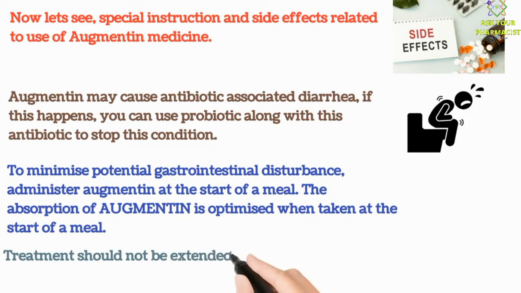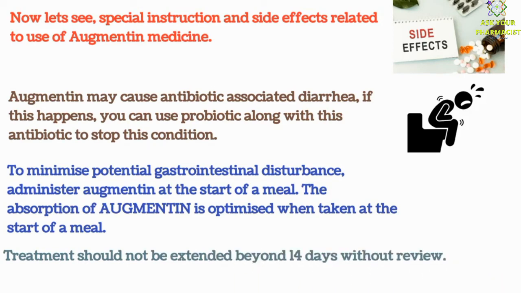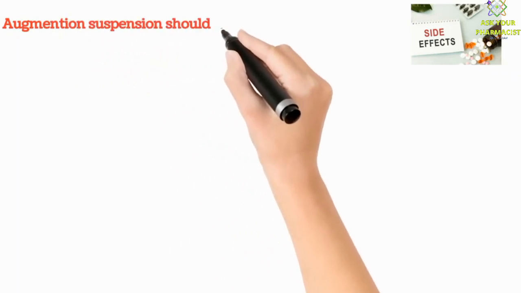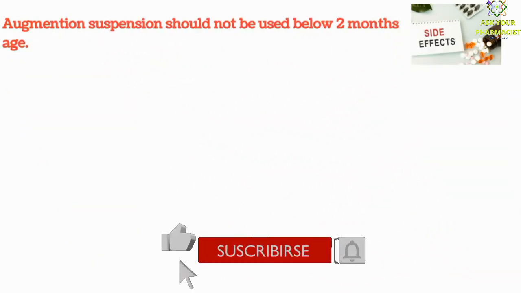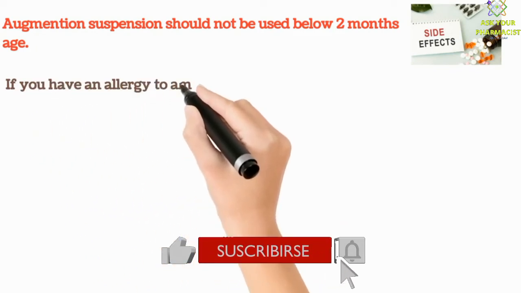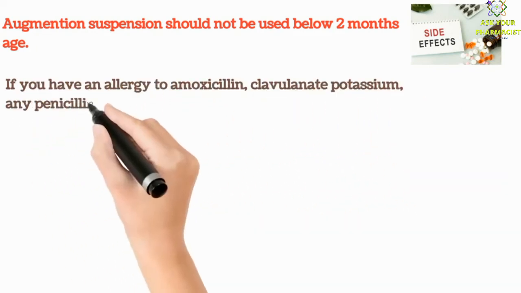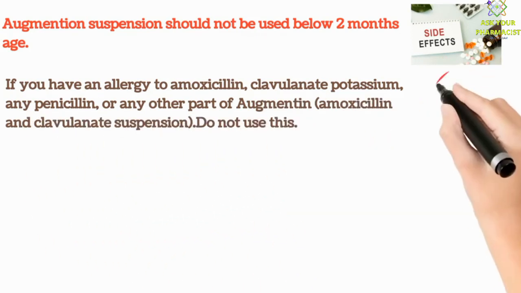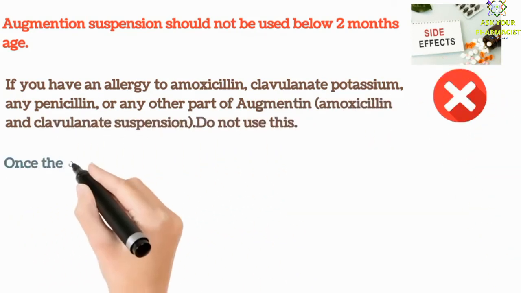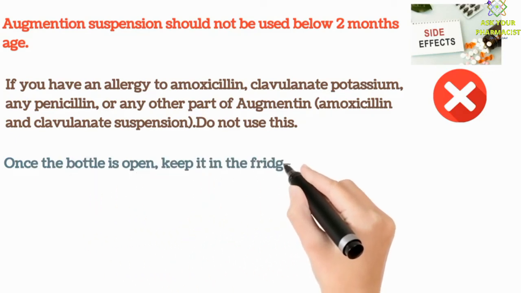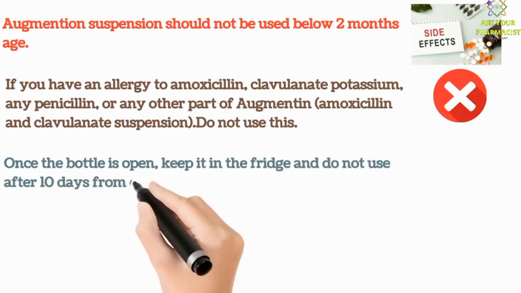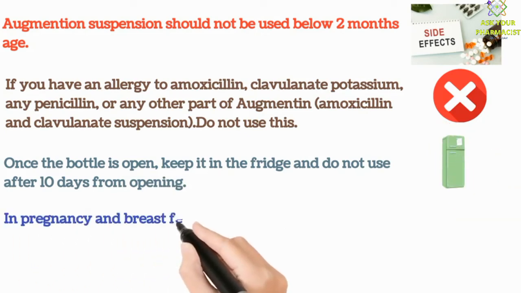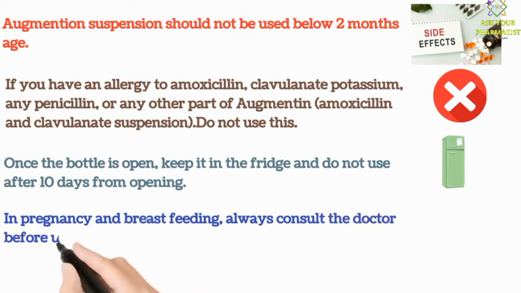Treatment should not be extended beyond 14 days without review. Augmentin suspension should not be used below 2 months of age. If you have an allergy to amoxicillin, clavulanate potassium, any penicillin, or any other part of Augmentin, do not use this. Once the bottle is open, keep it in the fridge, and do not use it after 10 days from opening. In pregnancy and breastfeeding, always consult the doctor before use.